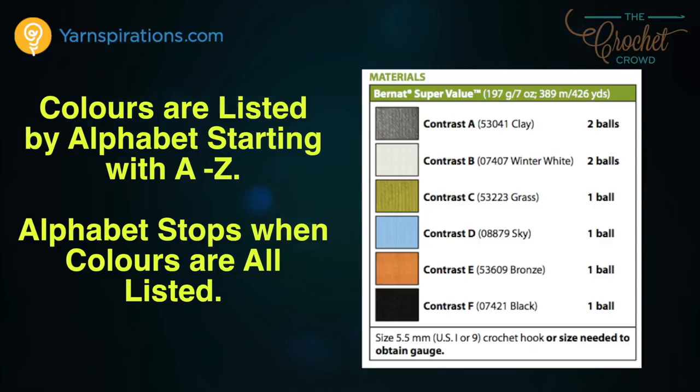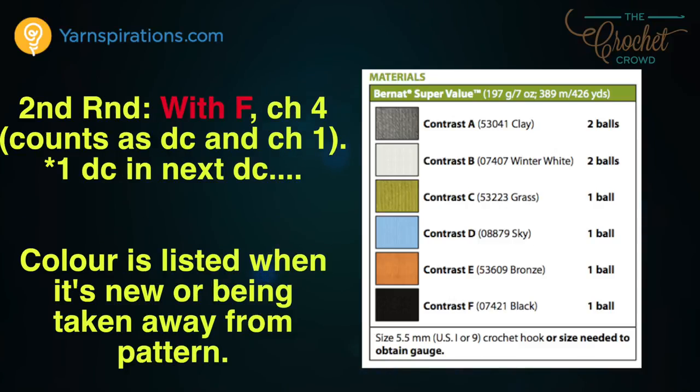So let's take a look at the instruction and let's determine what color is being asked. It says second round with F. Now F is the actual color, so we have to go back to the color code of the pattern and determine what F is. So that means that we're going to use that color to continue down this set of instruction, and at the end of this instruction we are going to break F off. It could also say fasten off, and I'll explain the differences later on in today's tutorial.